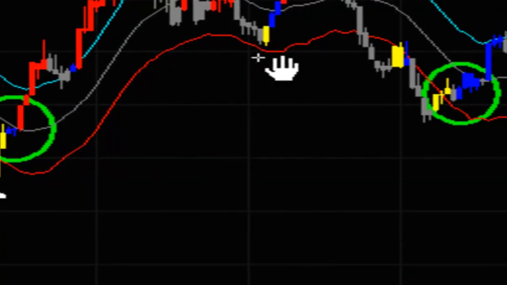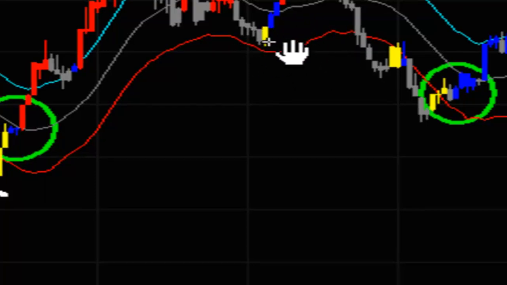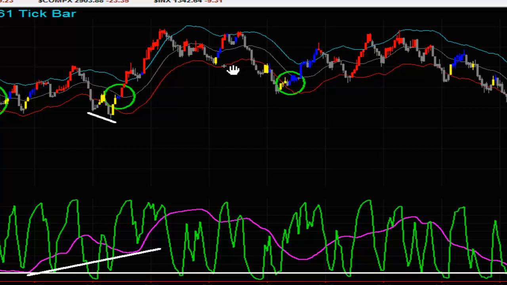We wouldn't take this. You could have taken this trade here on a blue bar. We have a yellow and a blue, but we didn't break the Keltner channel at all. I'd like to be a little deeper in the Keltner channel to take some of these trades, or at least have a good pierce.